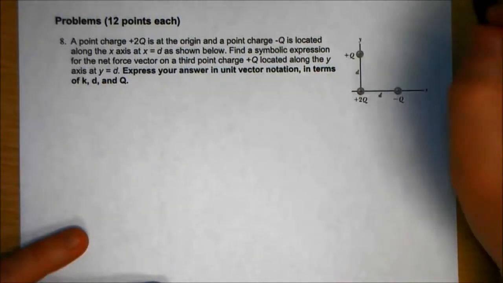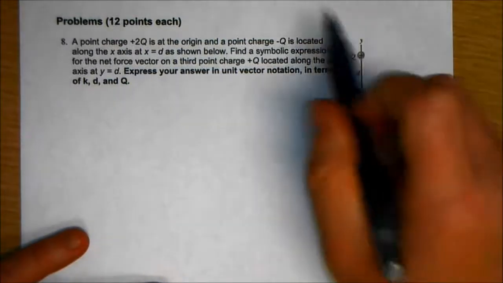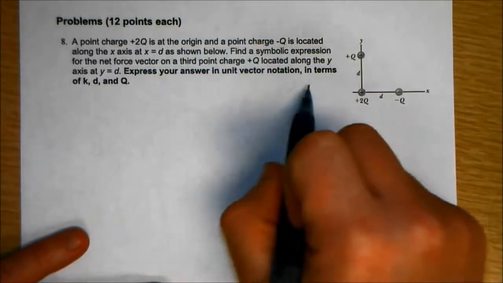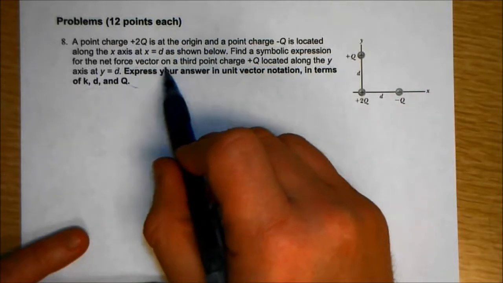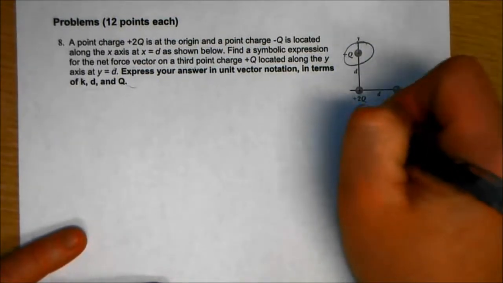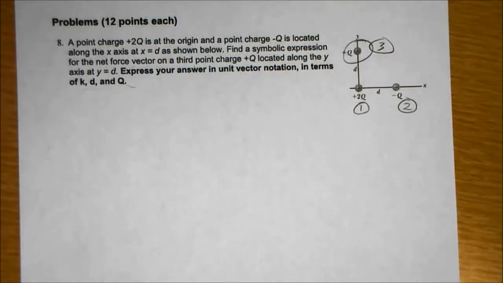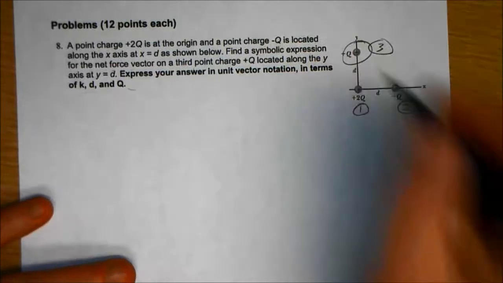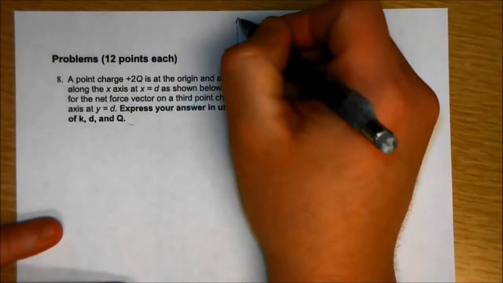This is just a vector addition problem. You have 3 charges, and you want to find, in unit vector notation in terms of K, D, and Q, the net force vector on the third point charge, plus Q. So I'm going to label these charges 1, 2, and 3 for convenience, and I'm going to refer to them as such. So let me draw a free body diagram.